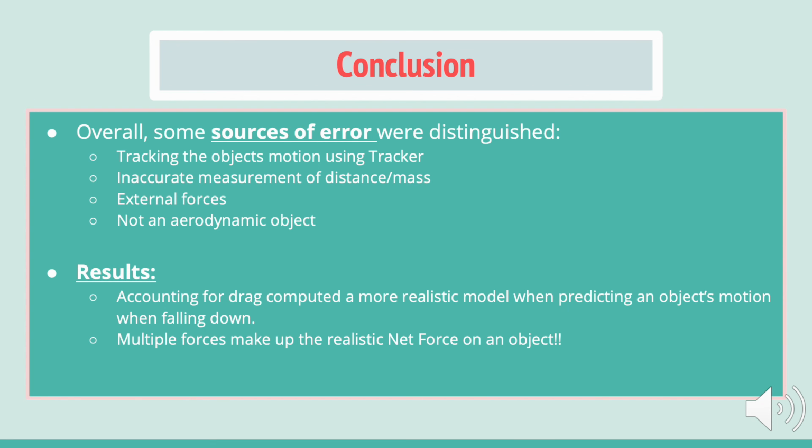Overall, we have some sources of error. Tracking the object's motion using Tracker causes human error, and there could be inaccurate measurement of distance and mass. There could be external forces, and our object was not very aerodynamic. From this, we can conclude that accounting for drag computed a more realistic model when predicting an object's motion when falling down, and multiple forces make up the realistic net force on an object.